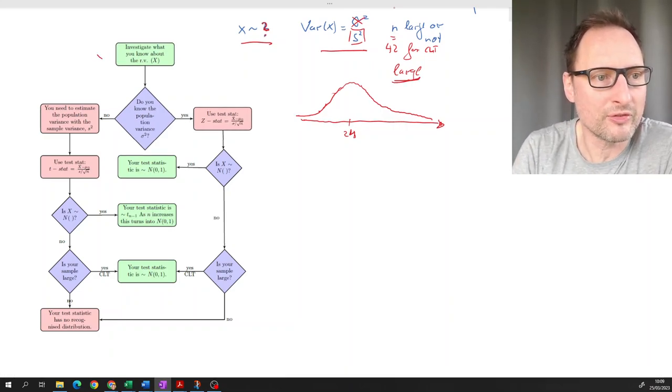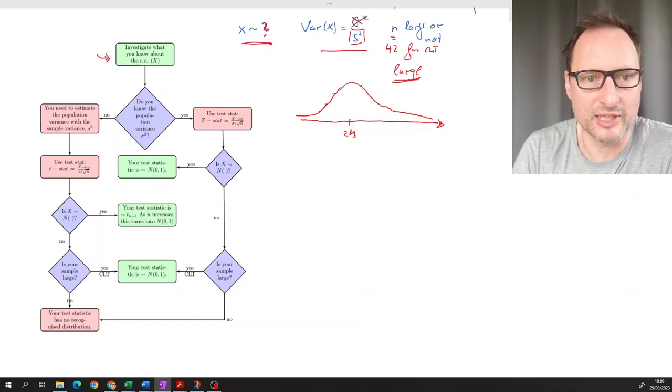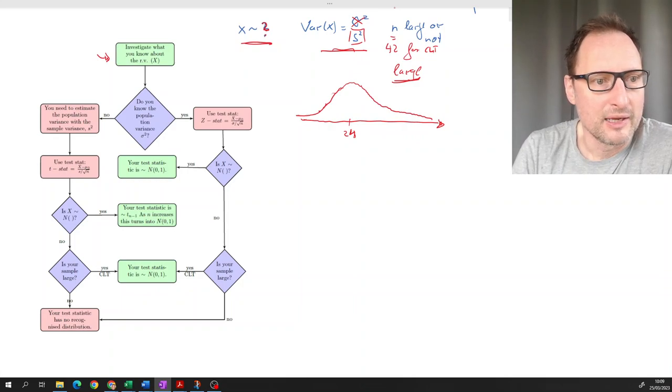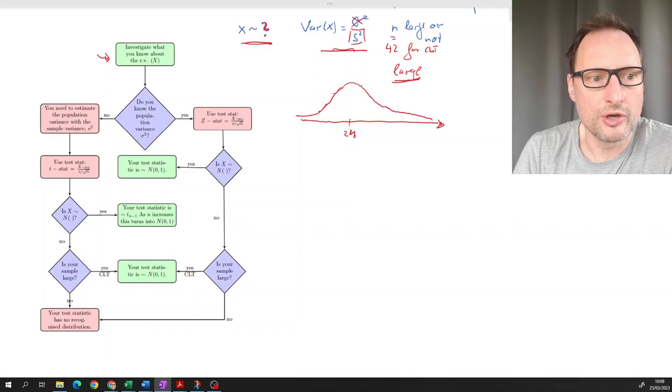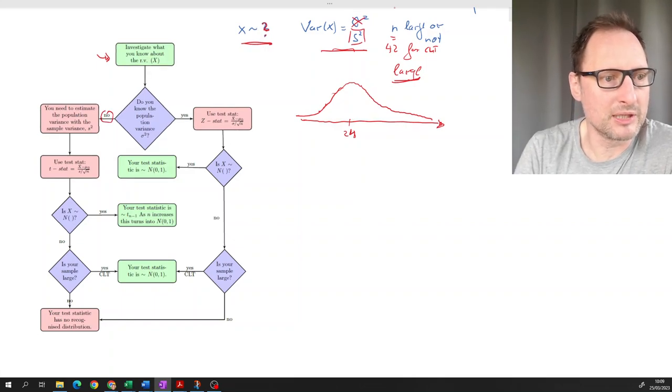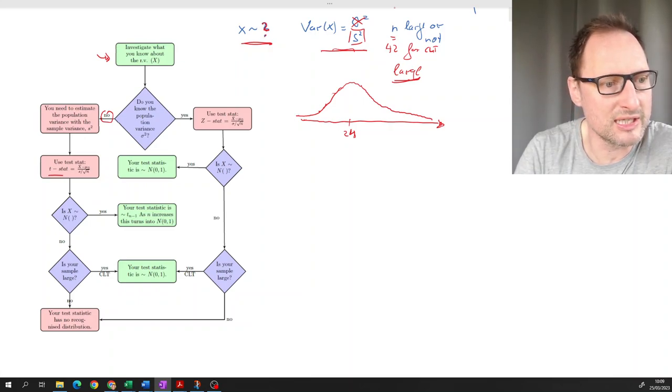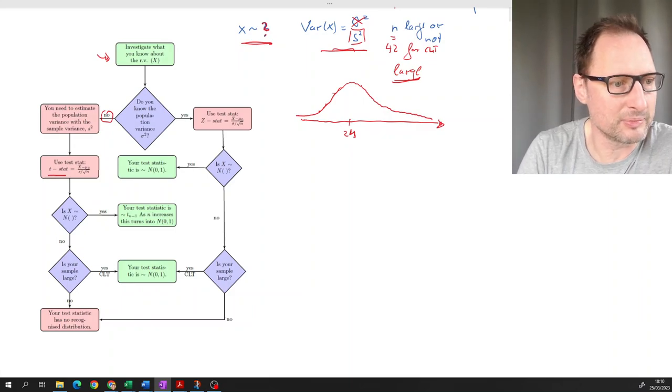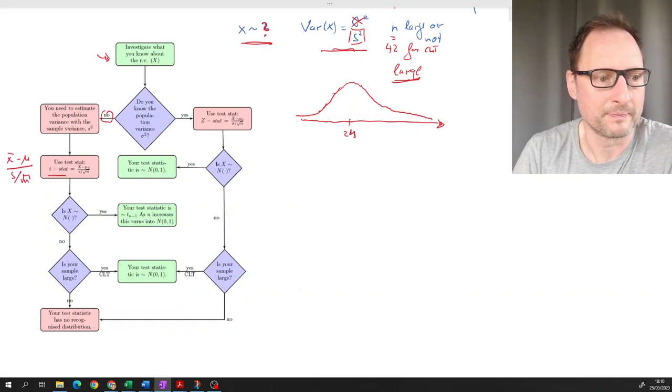So first step, investigate what you know about the random variable X. That's what we've done, okay? First question, do you know the population variance? In our case, no. That means you need to estimate the population variance with the sample variance S squared. We know that already, and therefore we use the T statistic. That is just a replication, it's pretty small here, of what we had before. It's X bar minus mu divided by S over square root N.